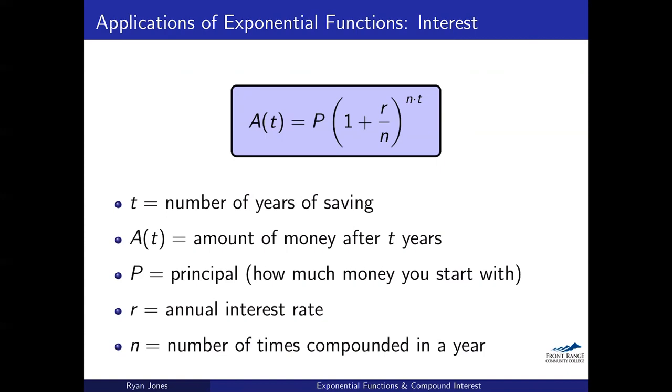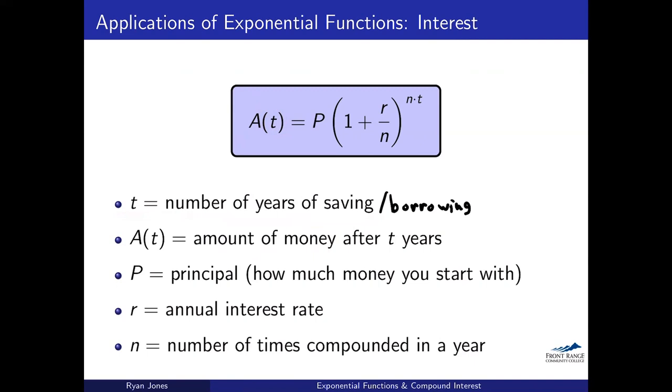And let's take a look. A of t here, so this is my function A, and this is how much money I have after t years. So t is the number of years of saving or borrowing, depending on whether it's an investment or a loan. So t is the number of years that I save this money, and A is the amount of money that I have after those years.